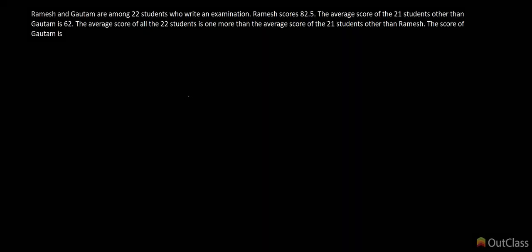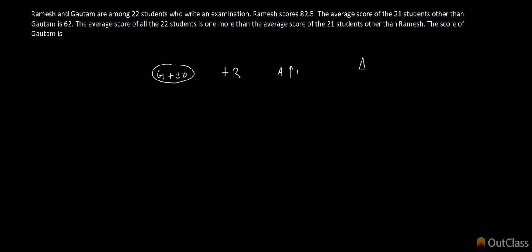So in this question, it's important to understand what all is given and not get the data mixed up. We have the average of 22 students is one more than the average of 21 other than Ramesh. So Gautam plus 20 has a certain average. When Ramesh is added to the group, he causes the average to rise by 1. Average rises by 1 when Ramesh is added to the group. So you can look at it this way. 21 people had a certain average. This 21 includes Ganesh, Gautam, and Ramesh pulled up the average by 1.